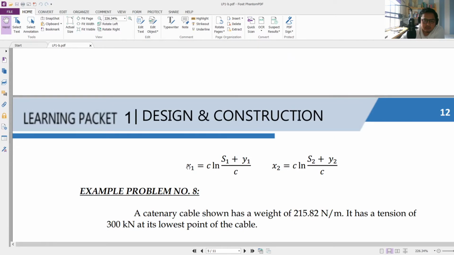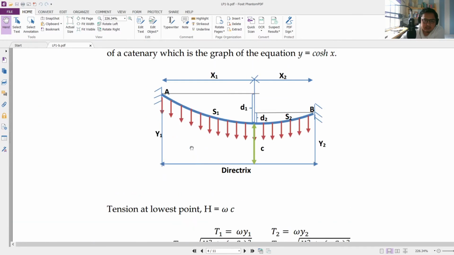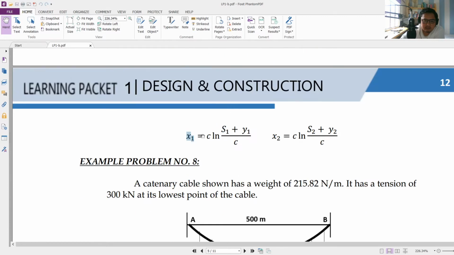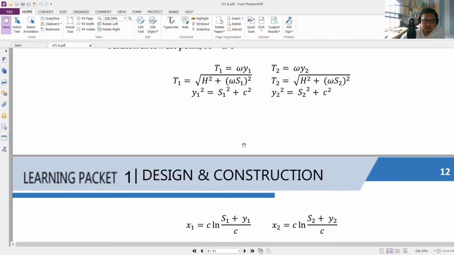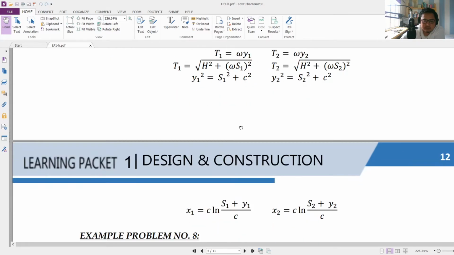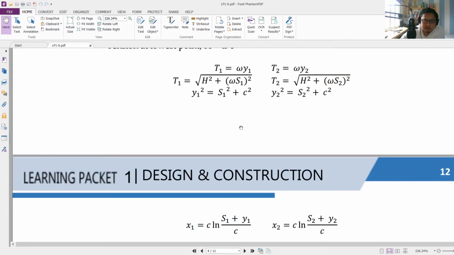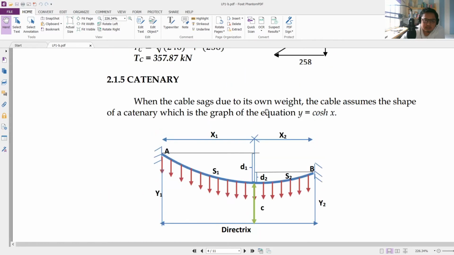Another formula is x1. x1 is the horizontal distance at the left segment, equal to C ln of (S1 plus y1) over C. Now, if you ask me where the formula came from, the derivation is quite long. It is from integration, so I will not do it here. The only one that came from a force polygon is the tension at A. So let's go to an example.